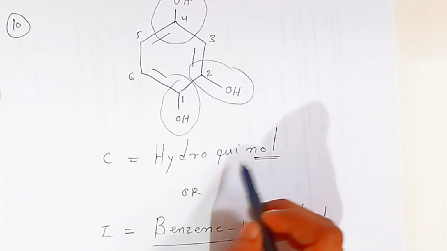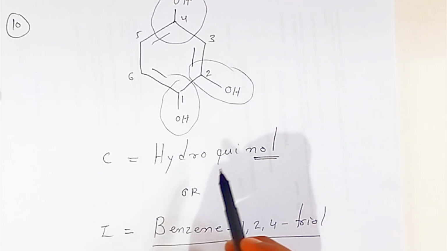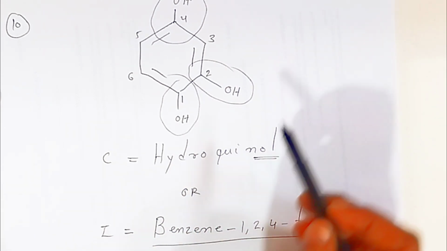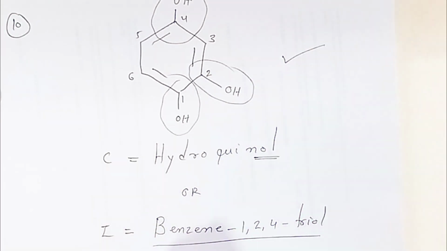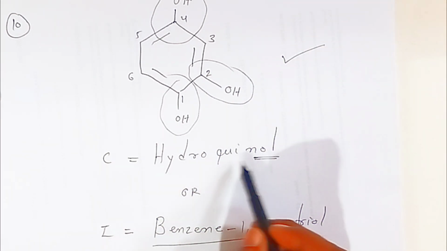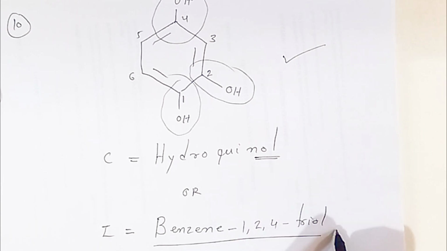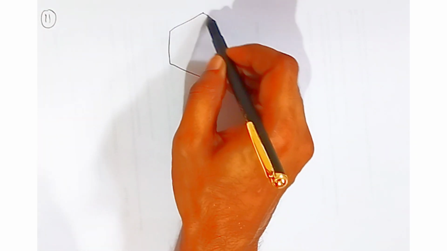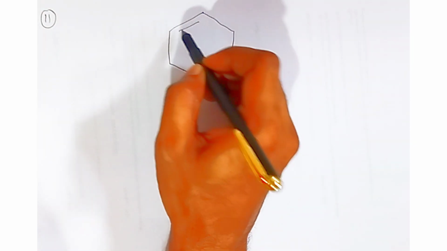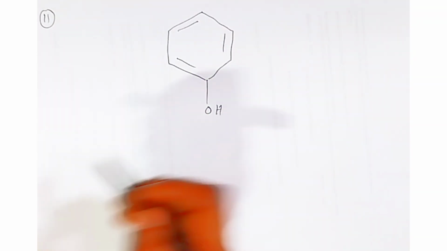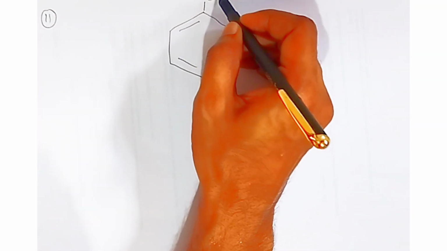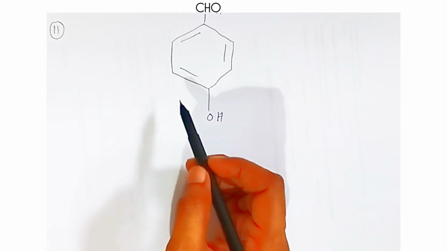Understanding? Quinone is different, quinol is different. So this is hydroquinol. If they ask in the board examination to write the structure of hydroquinol, you have to write this structure. So hydroquinol is nothing but benzene 1 2 4 triol. When one hydrogen of benzene is replaced by 1 hydroxyl group, this is phenol. Now this phenol also has one more group, called the aldehyde group. So this is the phenol, students.